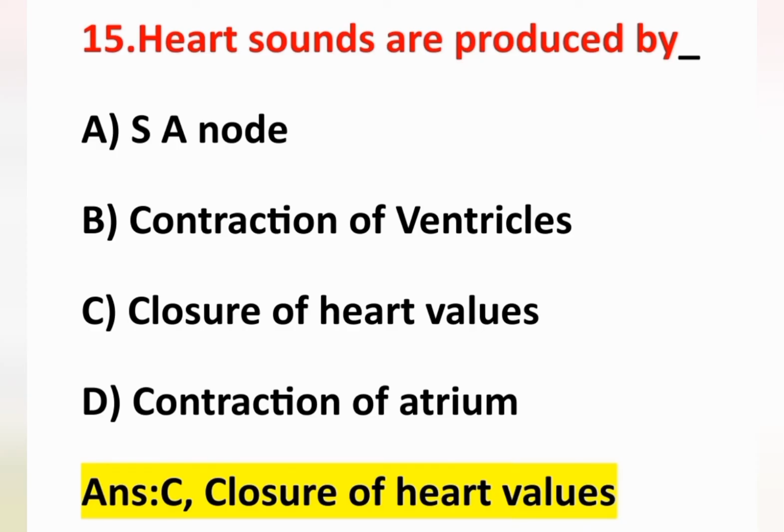S3 is known as ventricular gallop and S4 is known as atrial gallop. S3 and S4 are abnormal heart sounds. They are produced during any abnormalities. Ventricular gallop and atrial gallop. S3 is ventricular gallop, S4 is atrial gallop.